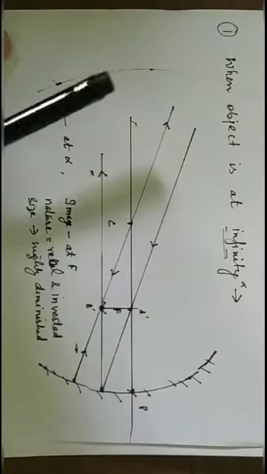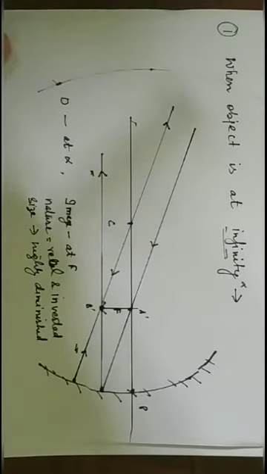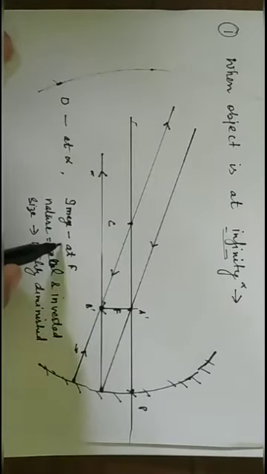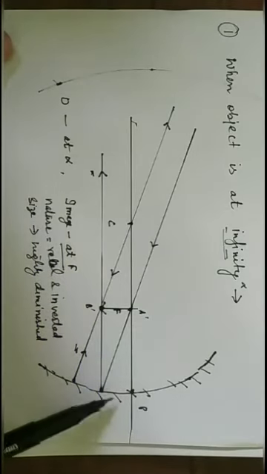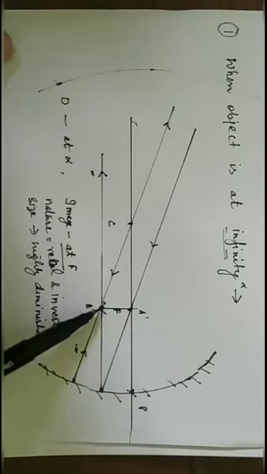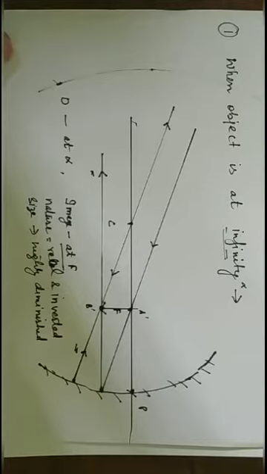Here, whenever your object is at infinity, your image will always be formed at the principal focus. And since the rays are actually meeting after this reflection at this point, it is real and inverted. And what is the size? Size is highly diminished because the size is too small. A far away object is bigger in size, and the image will be very, very small.